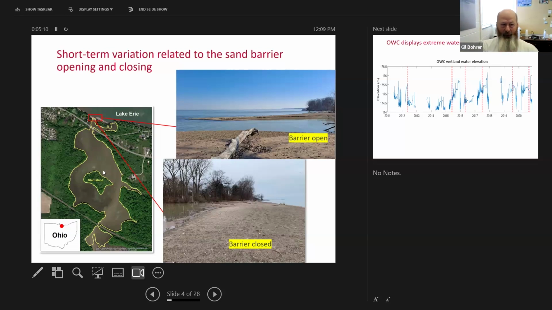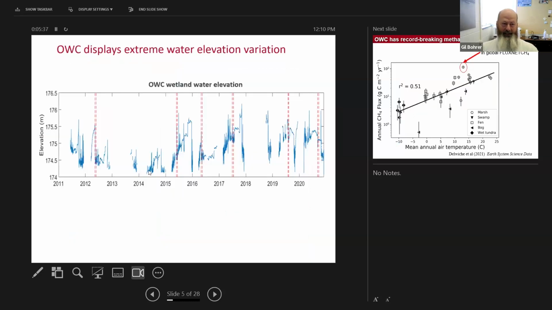So when the barrier is open, the wetland is very shallow and it's about the same height as Lake Erie. When the barrier is closed, the wetland water elevation is rising. And as the barrier is deposited higher and higher, the wetland can grow higher and higher. Every now and then there's a big rain event. The wetland rises very, very quickly and then topples the sand barrier, erodes it away and opens it. And we're going through cycles of very, very big changes to water elevation.